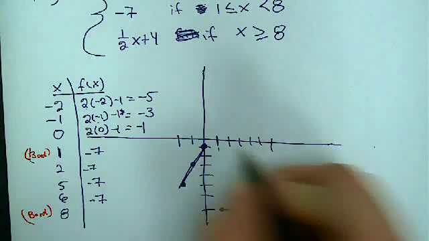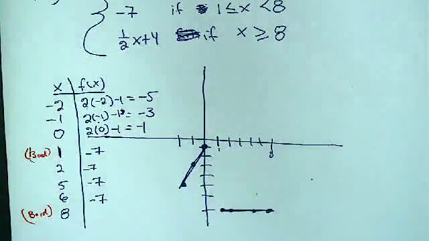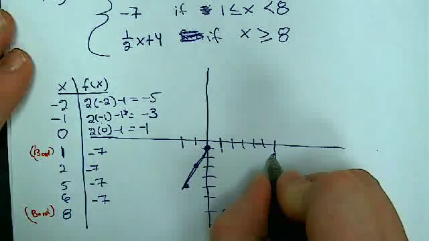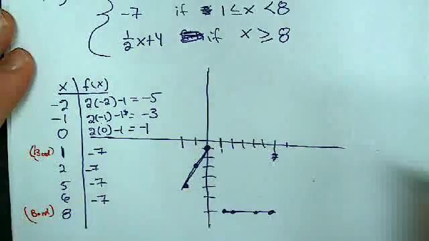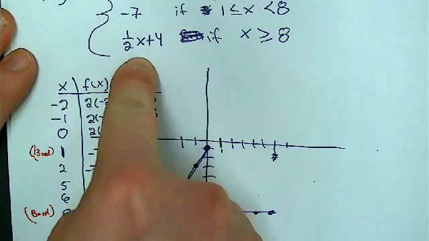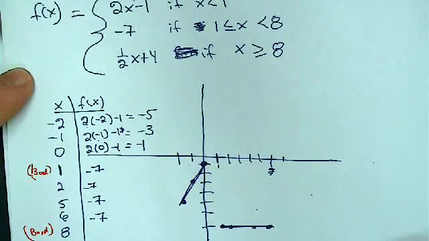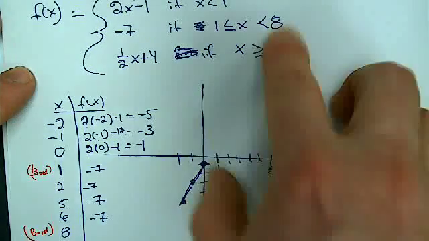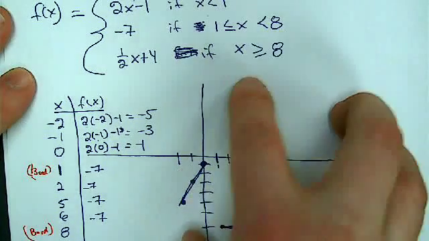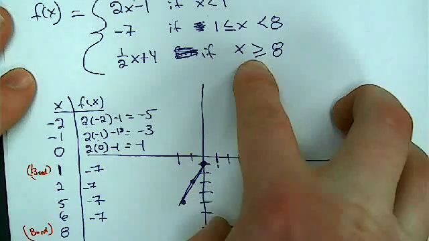Remember, this is the point 1. This is the point 8. What happens at point 8? Oh, sorry, that's 7. This is 8. What's happening at 8? Am I using the second rule or the third rule? Is 8 less than 8? No. Is it greater than or equal to? Yes. So I'm using this rule now.